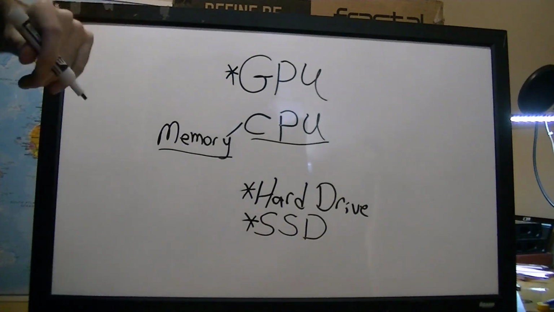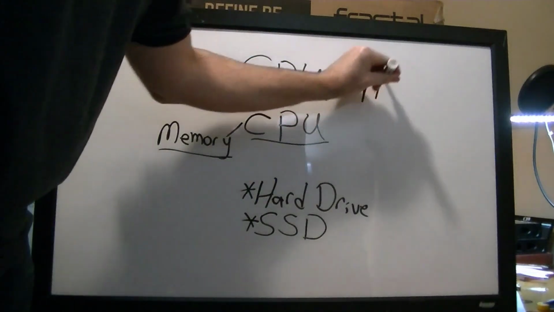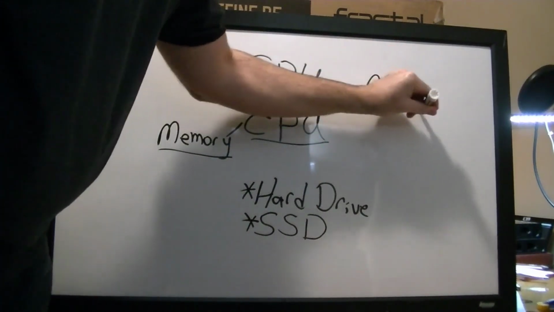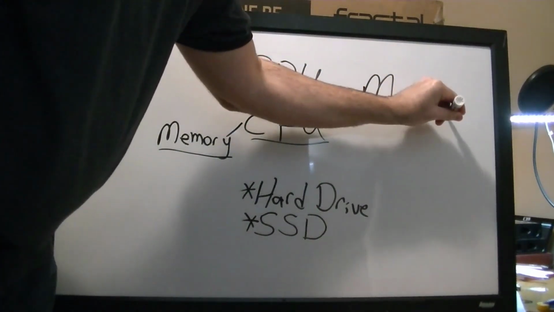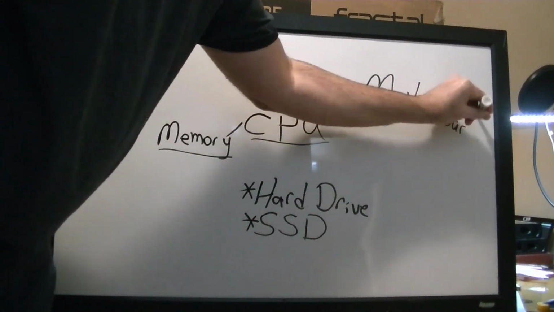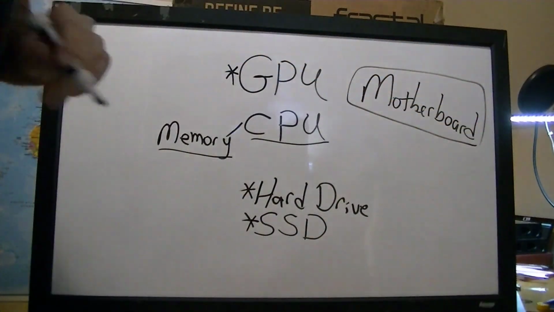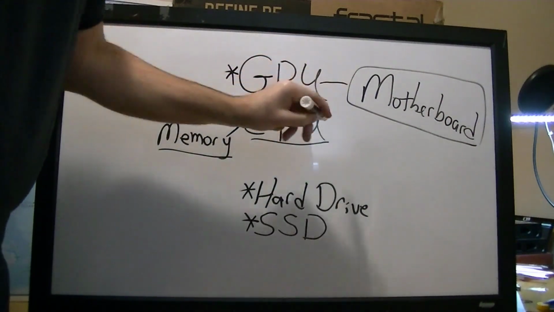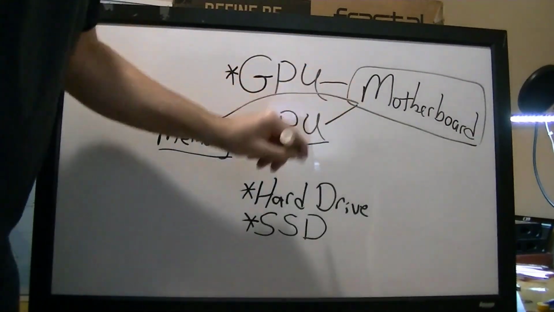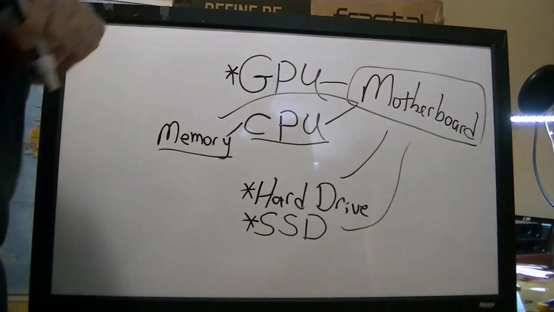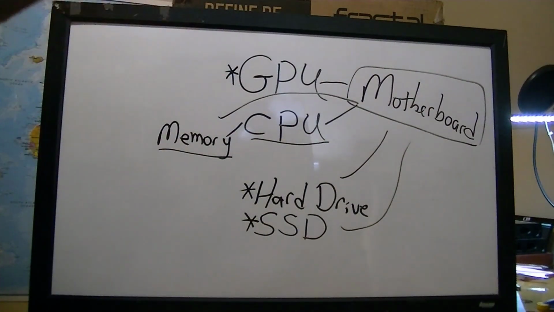Now, the heart of the computer is what we call a motherboard. And a motherboard ties all these other components together. So the motherboard is basically a flat board, and you plug the GPU, the CPU, the memory, and you plug the hard drives and SSDs into the motherboard so that they can all communicate with each other.